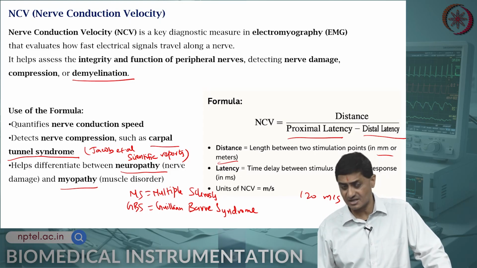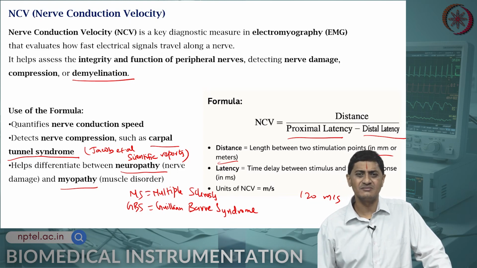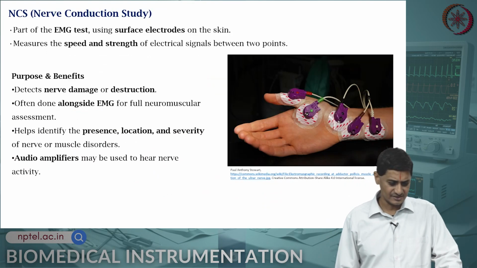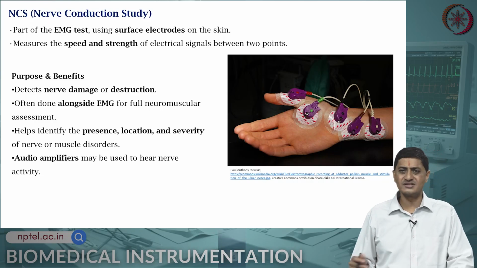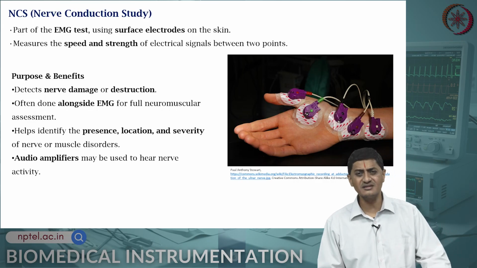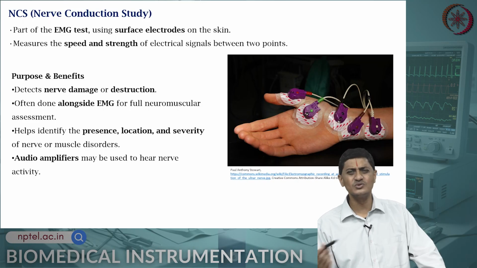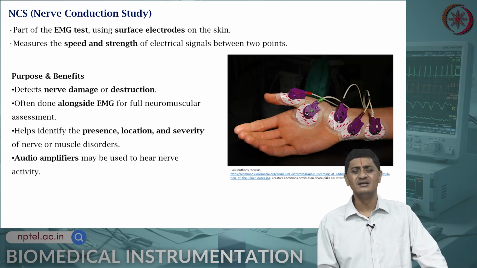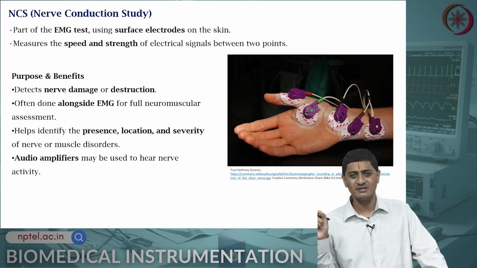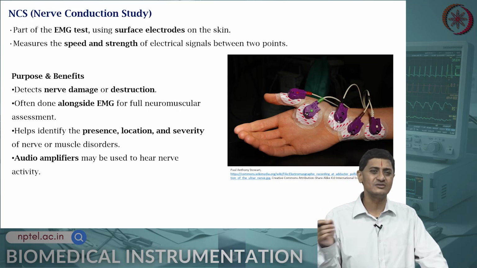The point is that we are interested in nerve conduction velocity. This might give an idea about nerve damage or nerve compression or demyelination, such as demyelination disorders like multiple sclerosis and Guillain-Barré syndrome. So, if you use surface EMG with surface electrodes on the skin, it essentially measures the speed and the strength of the electrical signals that go between 2 points. Since you know the distance between these 2 points and you are measuring with a relatively high sampling rate, you know the time delay that happens between the stimulus and the first delay and the second delay, you know the time.